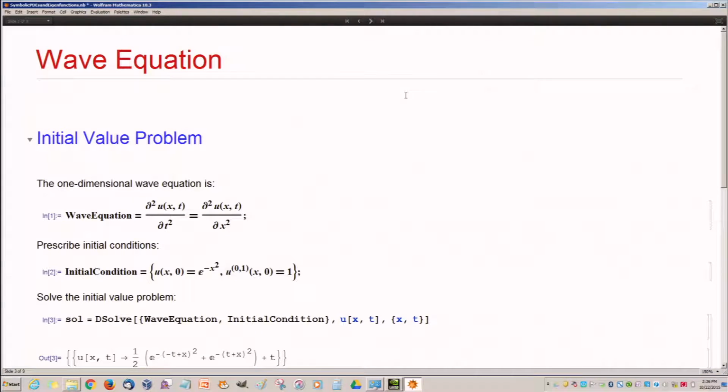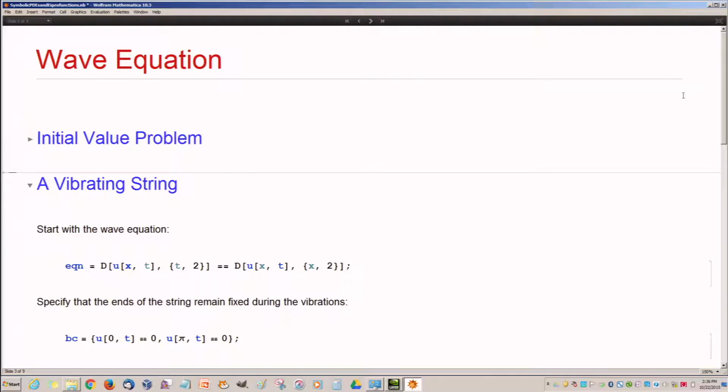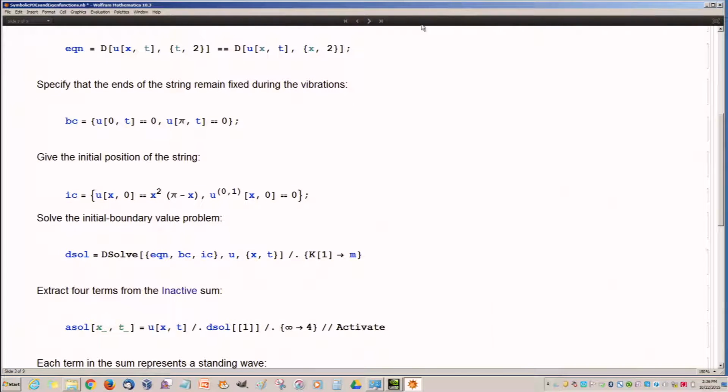And I could stop over there, but then you'll tell me, oh, but real strings are not infinite length, so what happens over there? Well, things become a lot more complicated and a lot more interesting. So here's a vibrating string. That's the first time you can actually do it in Mathematica without any work by hand. So that's the wave equation.